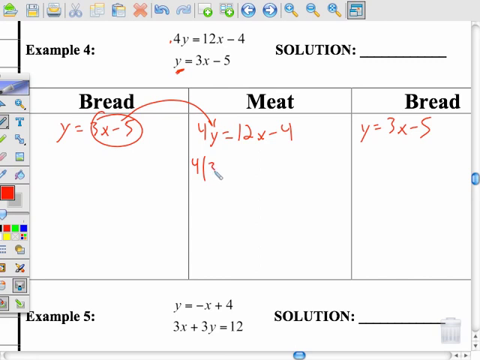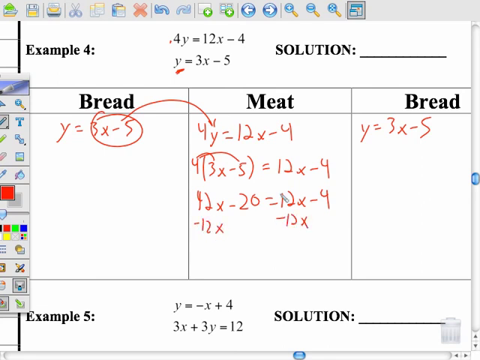Y equals 3x minus 5. Let's plug that in for y. So we'd have 4 times 3x minus 5. That's going to equal 12x minus 4. Distribute. Boom, boom. You have 12x minus 20 equals 12x minus 4. Subtract 12x. 12x is canceled on both sides. You're left with negative 20 equals negative 4.